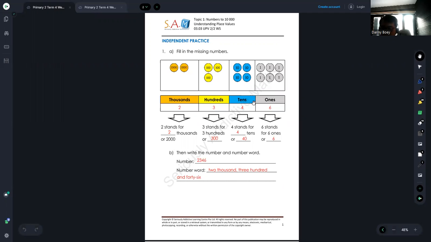Okay, so we start off with understanding place value, which is a continuation from last week's topic. Just to make sure that everyone is familiar with the place value, treat it as a recap. So you can start off the lesson by getting everyone to do 1A. Things to check for is whether they understood what to fill in, in terms of place values, in terms of value of the number, and so on. Also, that they know how to spell it correctly in terms of number word.